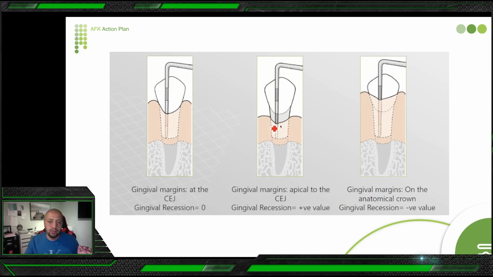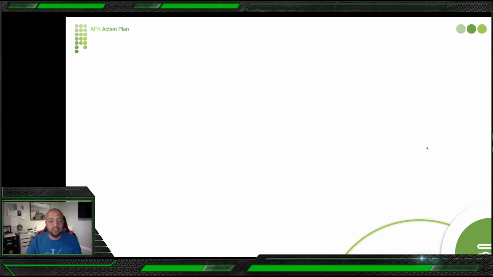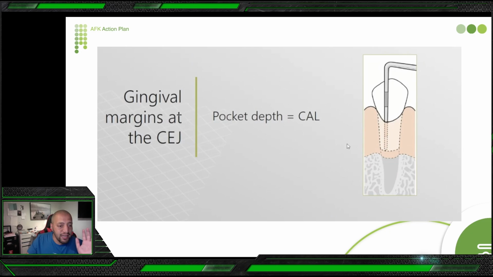Here comes the confusion. When the gingival margin is apical to the cemento-enamel junction, you have a recession, which is a positive value. And the other way, when the gingival margin is coronal, you will have gingival recession which is a negative value. So I hope this is clear for you, because this is the cornerstone. If you understand this one and you can visualize it, later it will be easier for you to understand the whole concept.